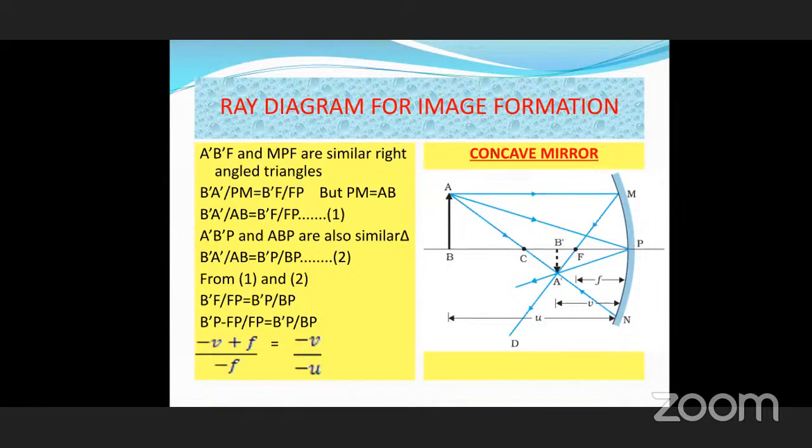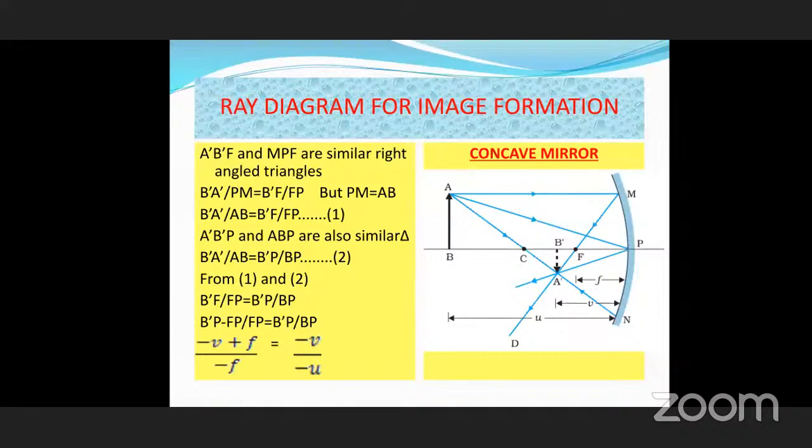So, according to the vectors you have taken, or this convention also, that is equal to B dash P. B dash P is again minus V by BP. BP means object to pole, that is P. B you have to measure according to sign convention. You are taken here BP, therefore it is minus U. So minus V by minus U.